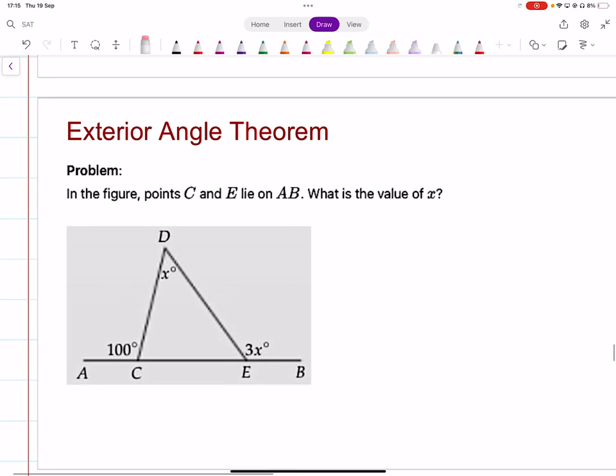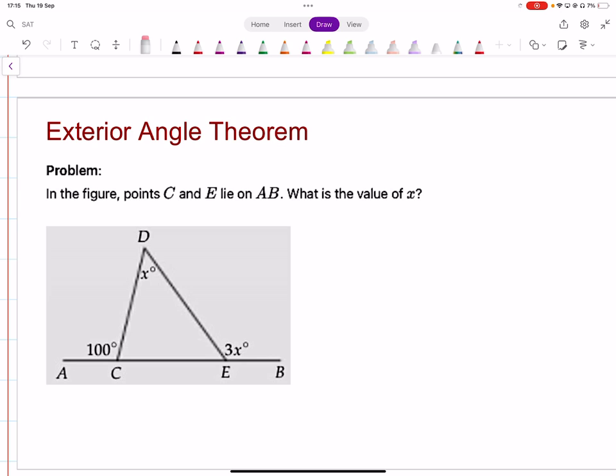Let's have a look at this now. You have this triangle. C and E lie on AB. What's the value of X? Can you figure that out? If this is 100, we can say this is 80. If this is 3x, we could say this is 180 minus 3x. Or another way to think about this could be that exterior angle theorem that we just discussed. This is the exterior angle, 3x. We could say this is equal to the sum of the remaining two angles, x plus 80.